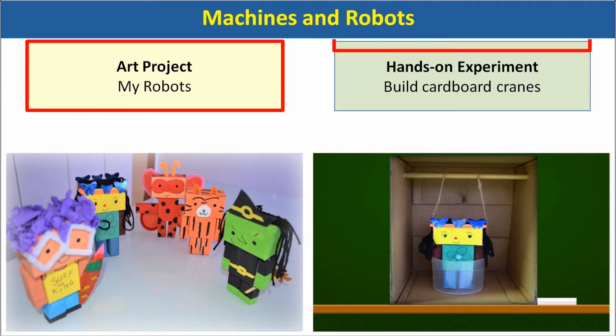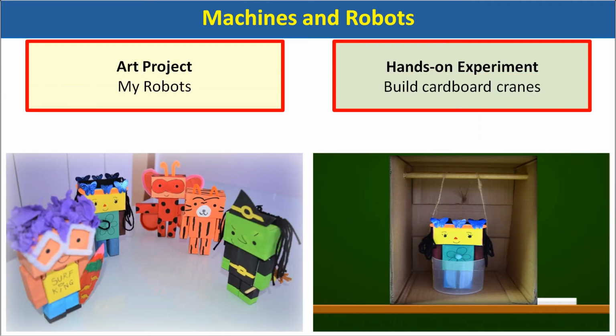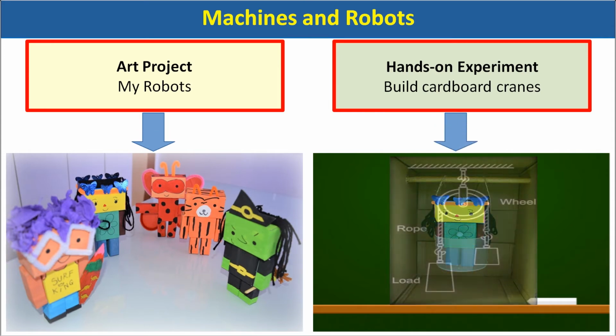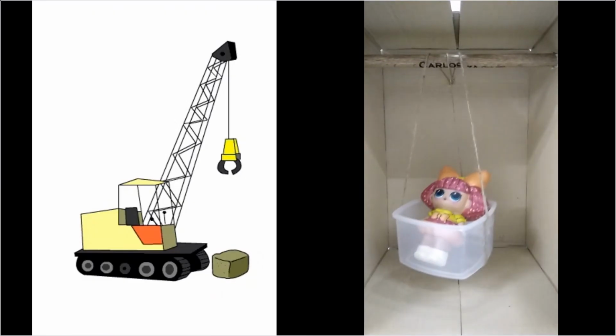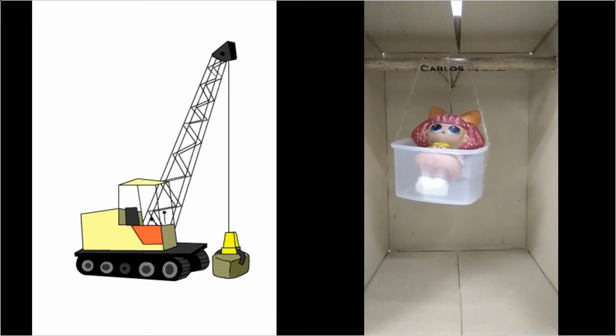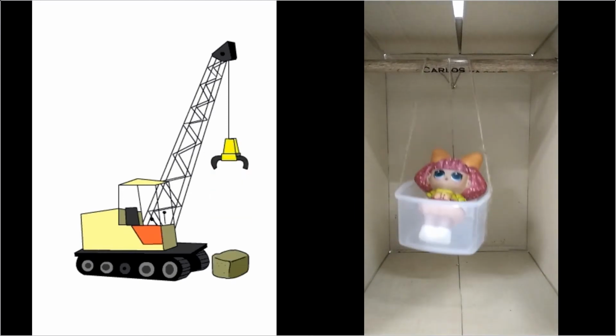In the art project and hands-on experiment, children make their own craft robot, then build a cardboard crane and use it to experiment with the pulley system. Through a combination of these activities, children develop an appreciation of how these machines and robots can be used.